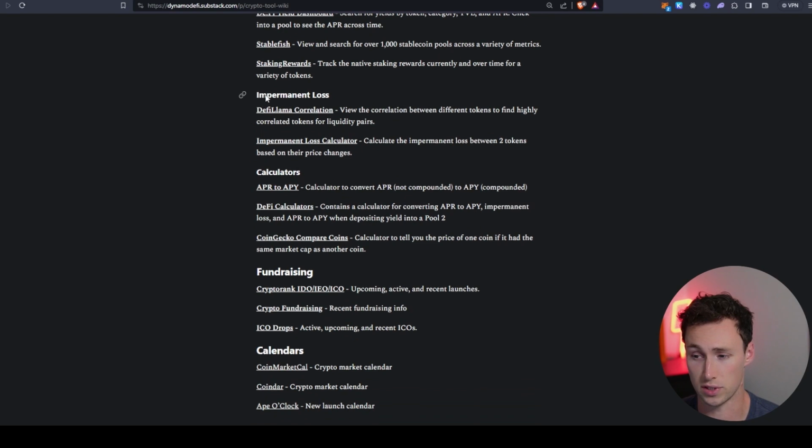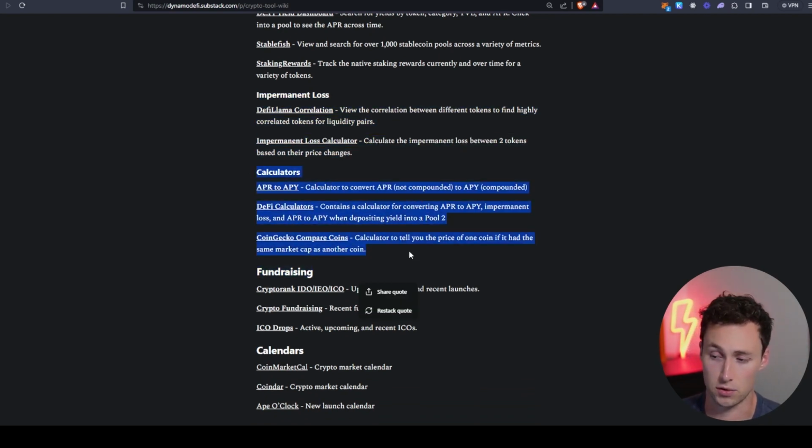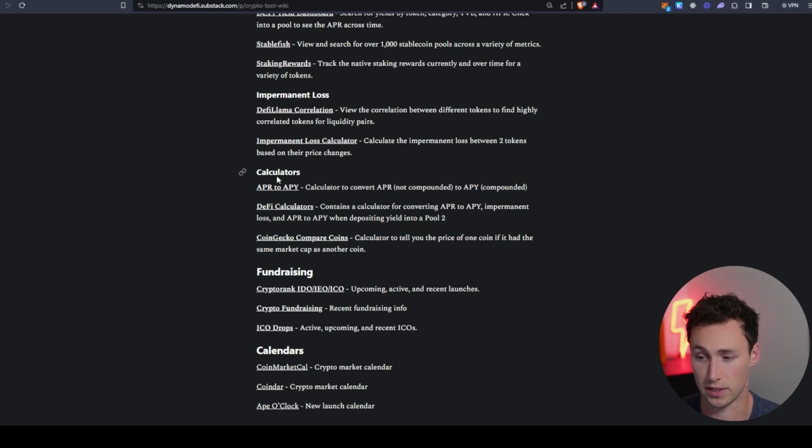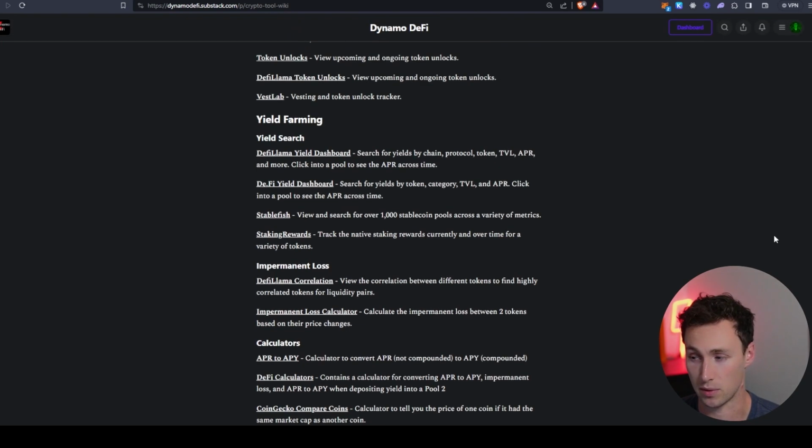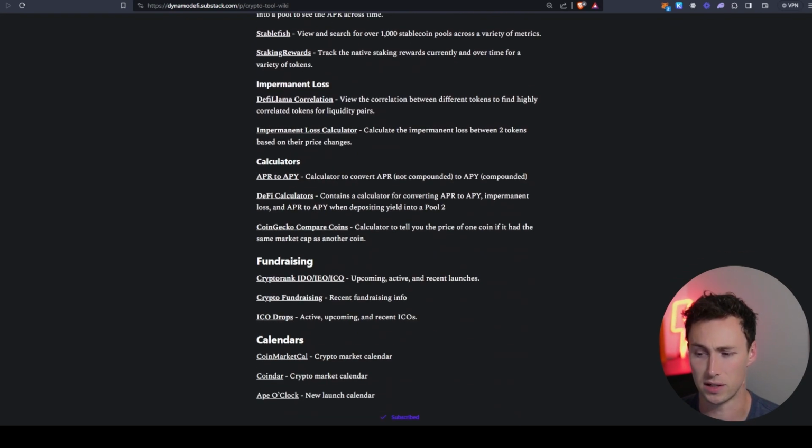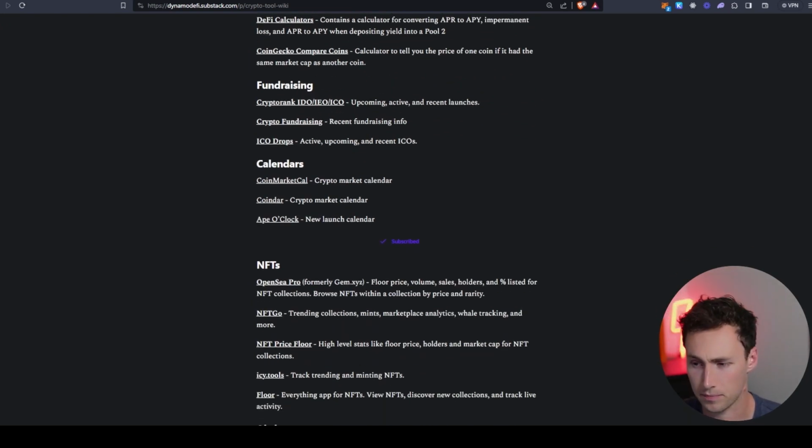Then there's some other tools, such as one to calculate impermanent loss, and other useful calculators, such as converting APR to APY. Again, I tried to be as comprehensive with this document as I could.